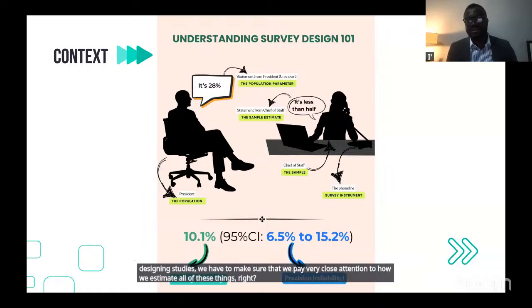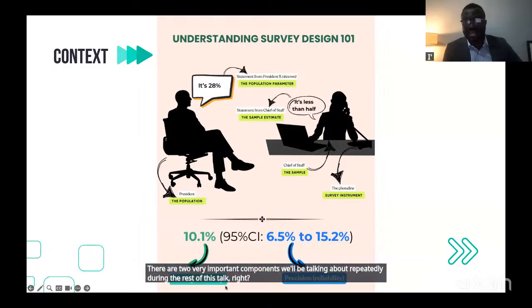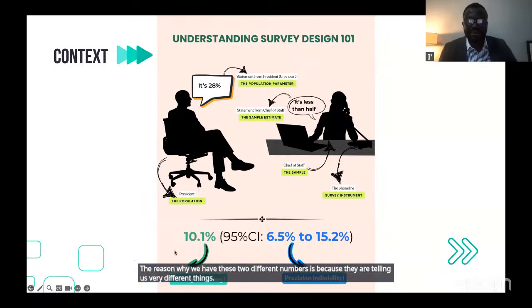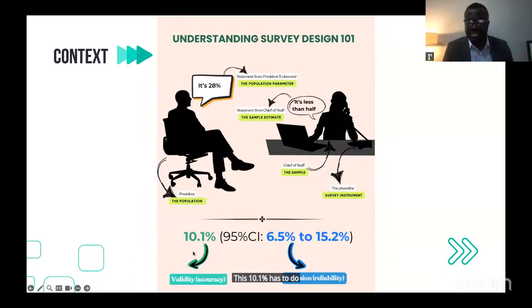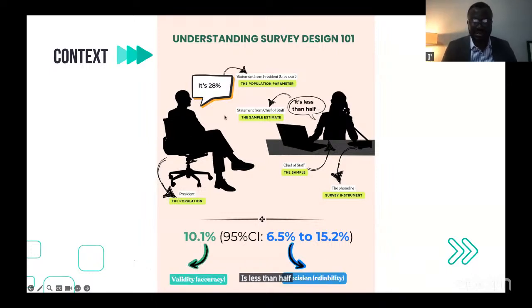There are two very important components we'll be talking about repeatedly during the rest of this talk, right? And that is issues of validity and issues of precision. So when you have a number like this, 10.1%, 95% confidence interval 6.5% to 15.2%, the reason why we have these two different numbers is because they are telling us very different things. This 10.1% has to do with validity. Essentially we're saying, this is what the secretary says: oh, it's less than half. That's exactly what this number is.